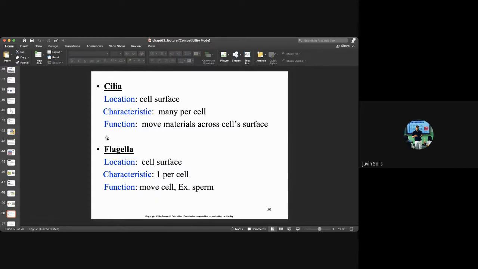While your flagella, this is also on the cell surface. This one is meron siyang whip. It looks like a whip. Ang function naman nito is minumove niya yung cell. Example is yung sperm. Di ba yung sperm, kung nakita niyo na yung how does the sperm look like? It has a whip, right? Para siyang may tail. So that is actually, the flagella is actually helping to move your sperm.